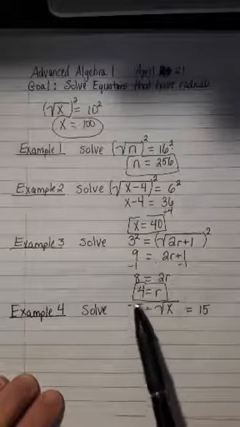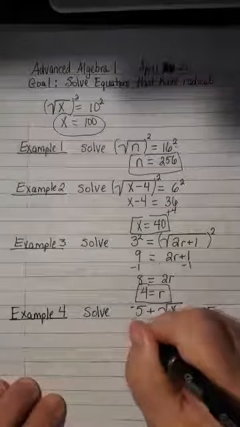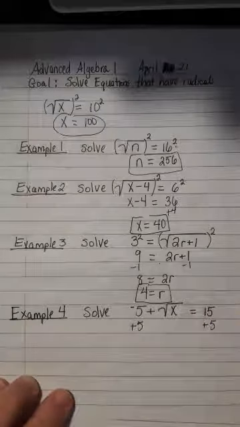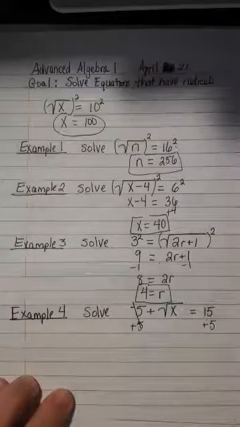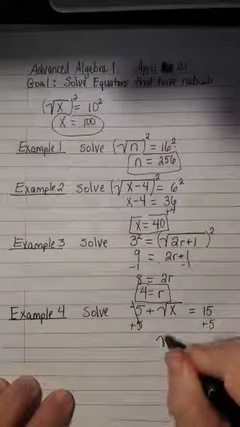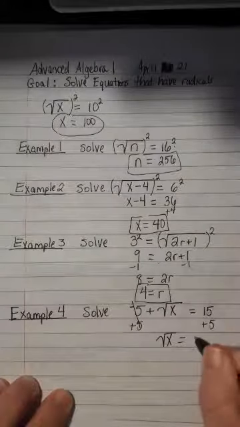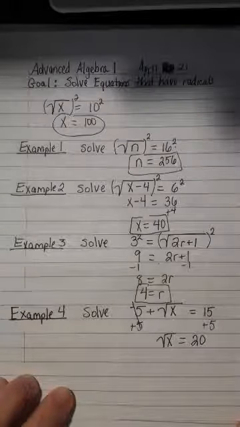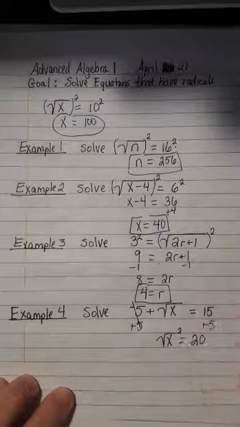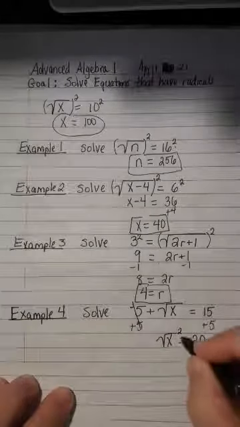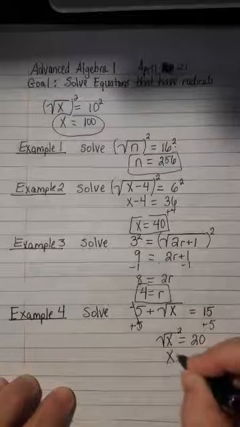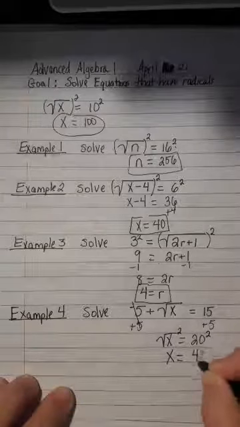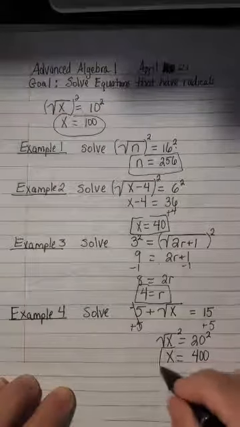So we're going to take this -5 and get rid of it over here by adding a 5. And that means we've got to add 5 to the other side of the equation. So -5 plus 5 cancels out. And you're left with the square root of x equals 20. So now you're ready to square both sides. When you square the square root of x, you just get x. And then we're going to square the right side. 20 squared is 20 times 20, which is 400, and that's your answer.